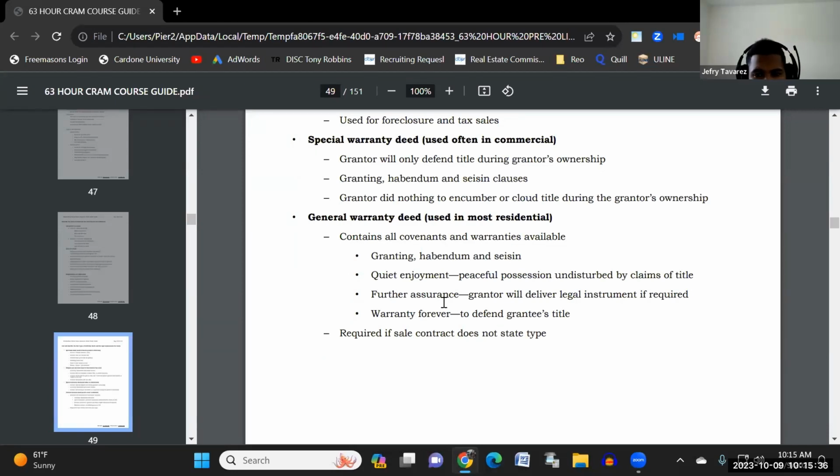What does it mean by further assurance? Like what legal instrument would the grantor deliver if required? If there's anything they need, like if something came up, they would deliver any legal instrument to say there's no cloud, no issue, anything from the history of the property at all. And then this is required if the sales contract does not state a type. So if the agent doesn't put a type on the contract, if both agents don't put the type of title, this is going to be required. It'll be this type of title automatically.